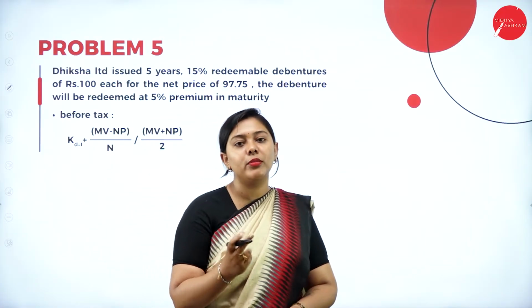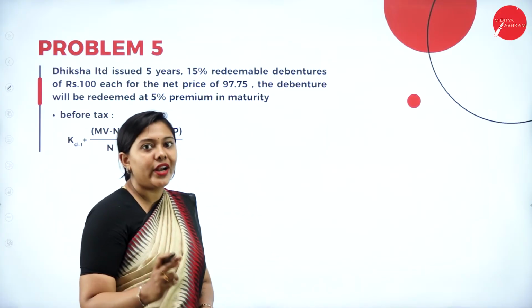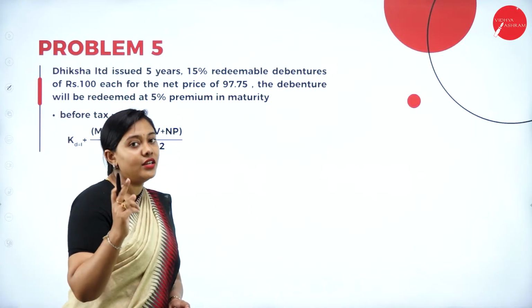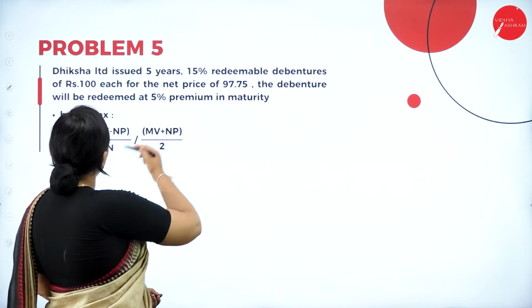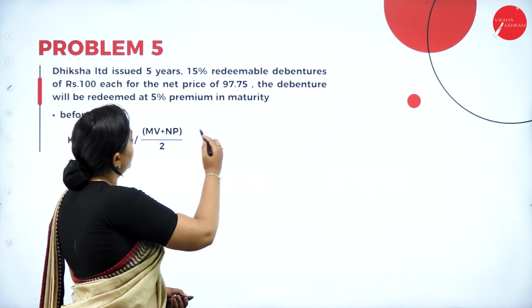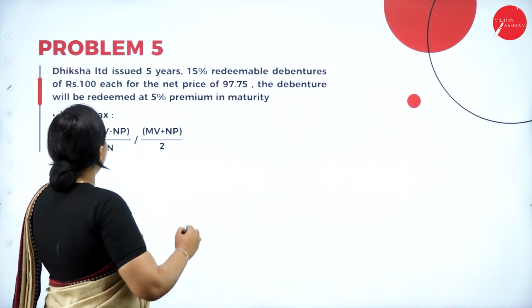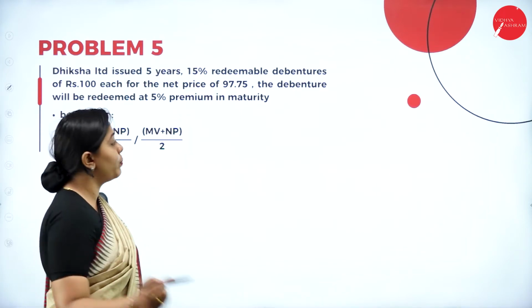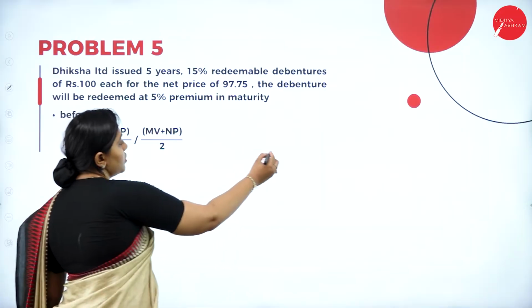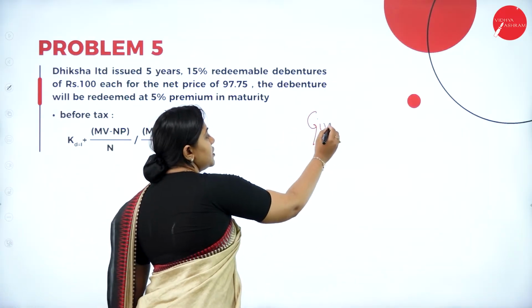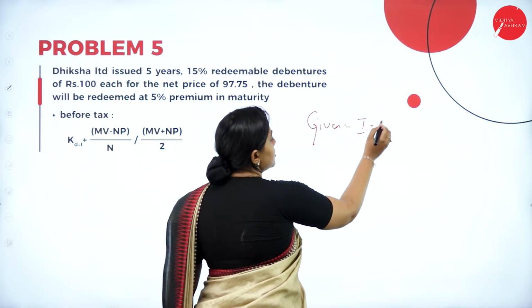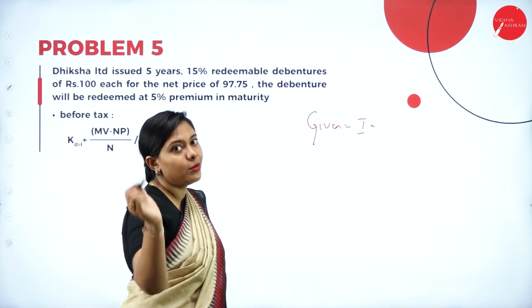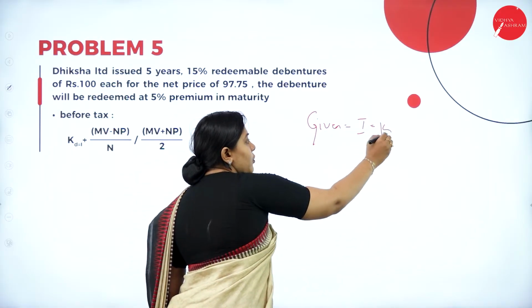So we have solved the problems issued at par, issued at a premium, here issued at a discount. So the debenture will be redeemed at 5% premium on maturity. So 100 rupees, 15% debenture, so 15 rupees will be the interest. What is given in the question? Interest is 100 into 15%, it is 15 rupees.